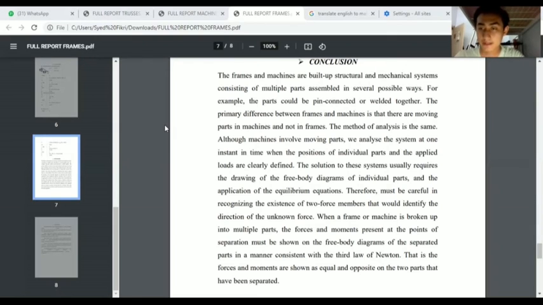When a frame is broken up into multiple parts, the forces and moments present at the points of separation must be shown on the free body diagrams of the separated parts in a manner consistent with Newton's third law. The forces and moments are shown as equal and opposite on the two parts that have been separated.